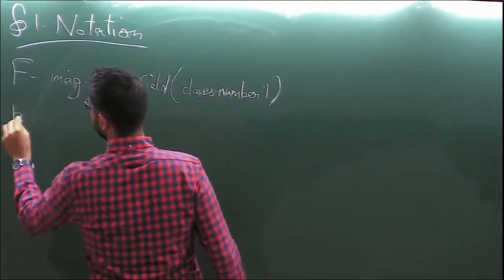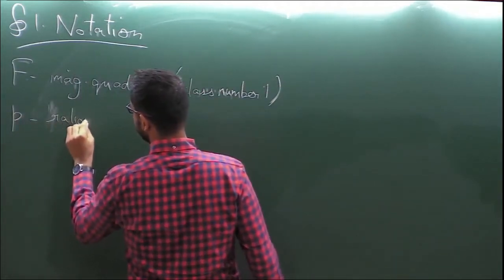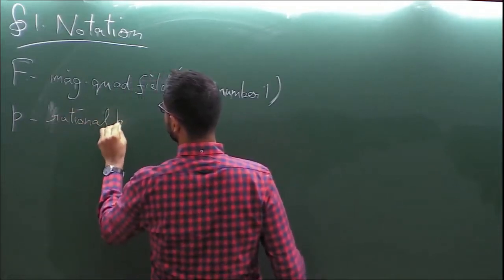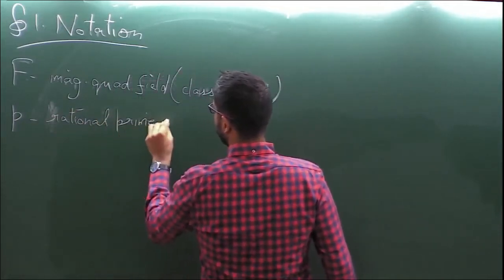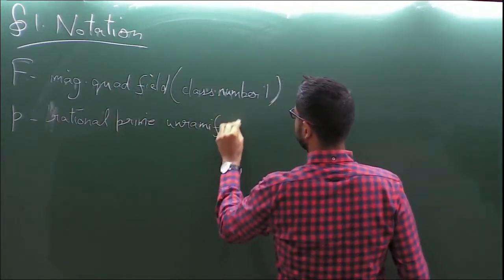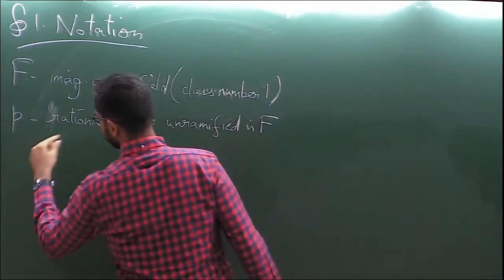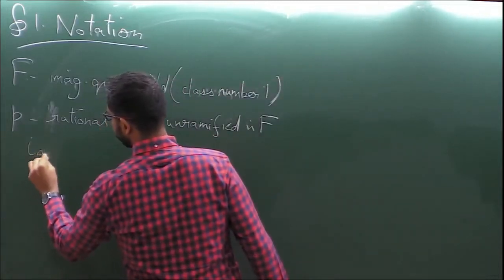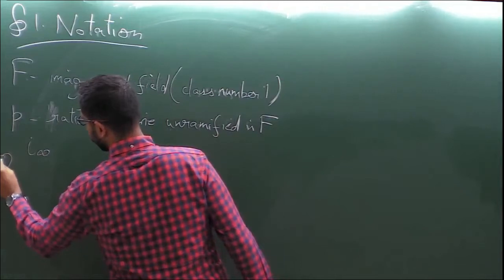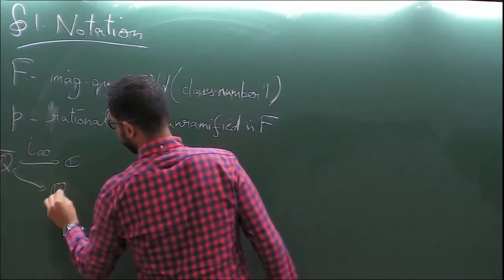And let me fix the rational prime P unramified in F. And then associated to P, I'll fix 2 embeddings. So I infinity will be an embedding of Q bar into C, and then IP will be an embedding into QP bar.